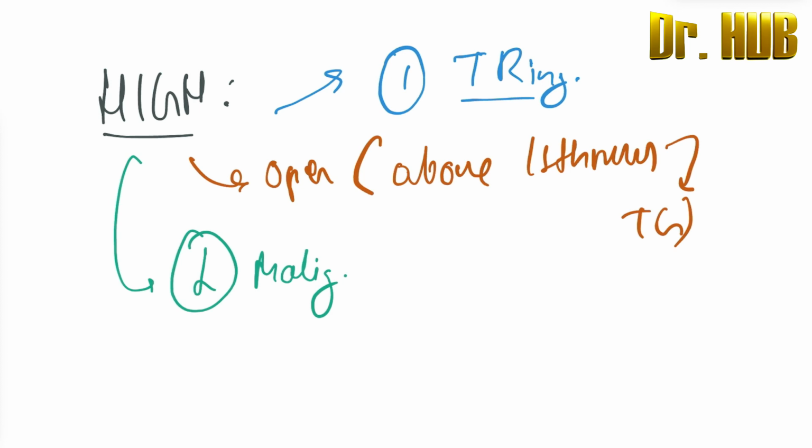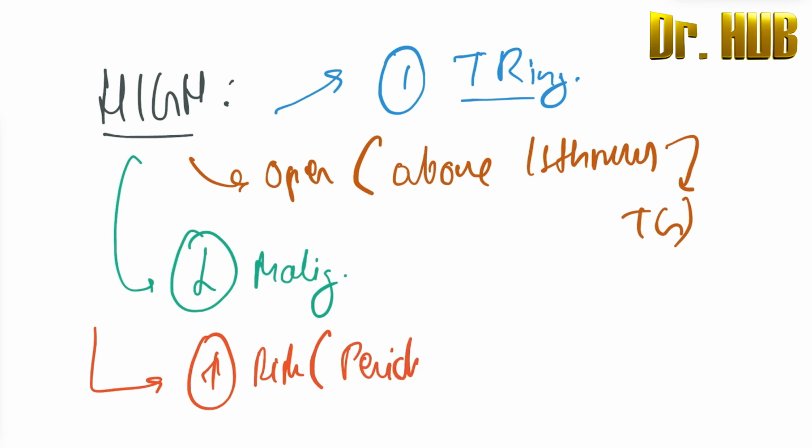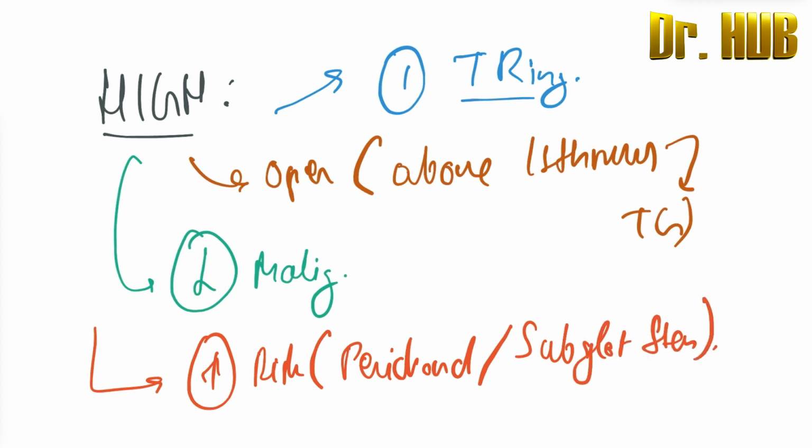There is increased risk of perichondritis as well as subglottic stenosis. So in terms of high tracheostomy, there is an increase in the risk of perichondritis as well as subglottic stenosis.